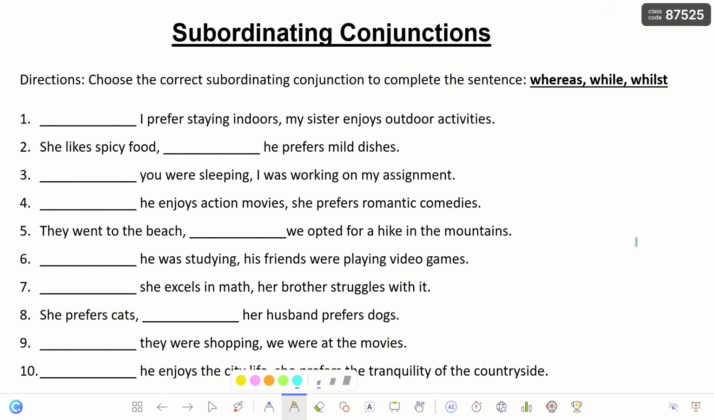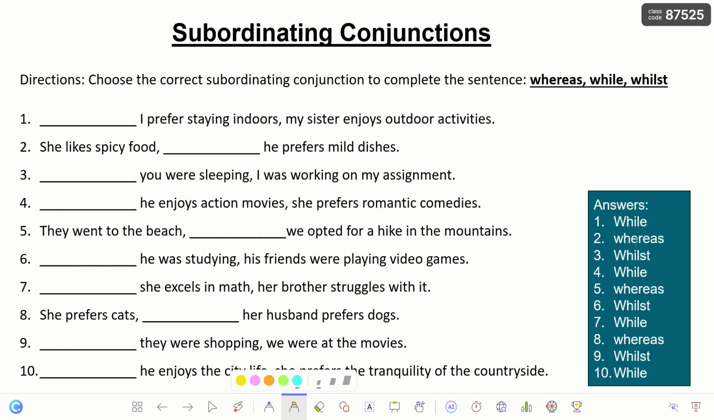Okay, let's fill here with whereas, while, and whilst. Okay, while I prefer staying indoors, my sister enjoys outdoor activities. I start with while at the beginning of the sentence. She likes spicy food, whereas he prefers mild dishes. Okay, here I have two people I'm comparing between them. Whereas you were sleeping, I was working, whilst or while, both work by the way. You were sleeping, I was working on my assignment. And so on. You finish them by yourself, ladies.